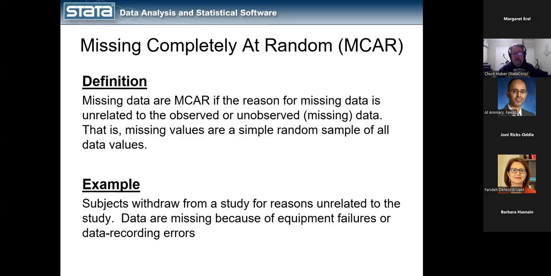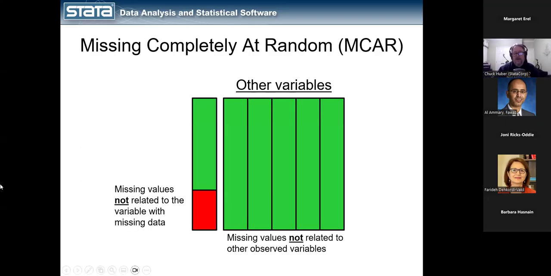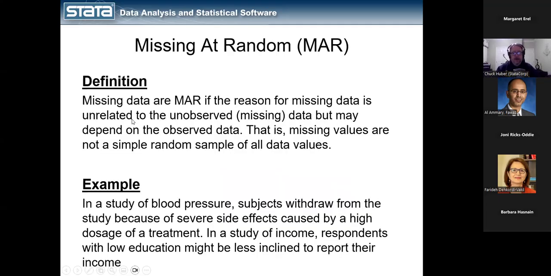So as an example, subjects may withdraw from a study for reasons like they just moved, or they moved away because their job moved, or maybe there were equipment failures that we didn't anticipate, or some sort of data recording errors. But the reasons for the missingness have nothing to do with the actual data itself. That's missing completely at random, or MCAR. I've drawn this diagram to help explain that, but I'm not sure it's terribly helpful, so we'll skip past it.